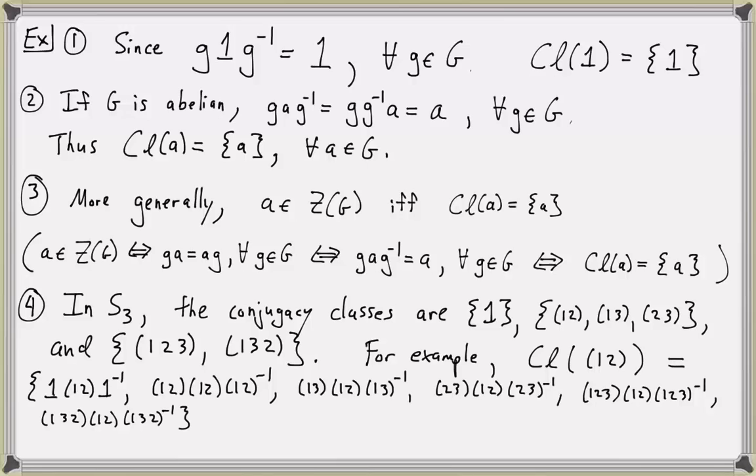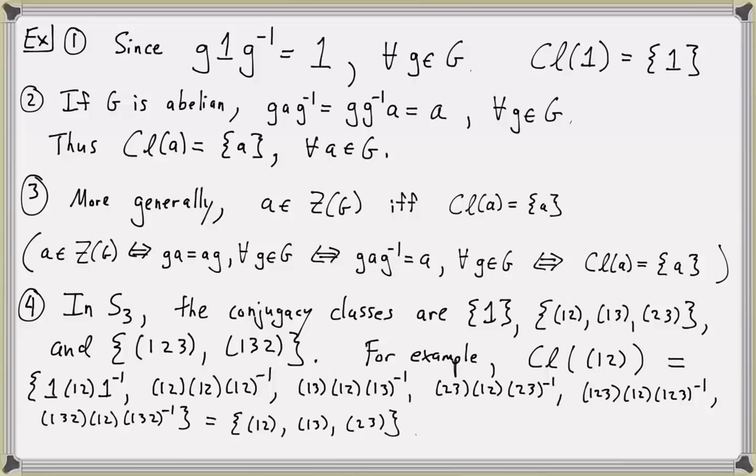And just by simplifying each of these expressions, note that the inverse of the identity is itself, the inverse of any transposition is itself, and the inverse of a 3-cycle, you just write the 3-cycle backwards. So the inverse of (1 2 3) would be the cycle (3 2 1). Simplifying this, we only actually get 3 elements, and it would give us the elements (1 2), (1 3), and (2 3). So you can verify this on your own.